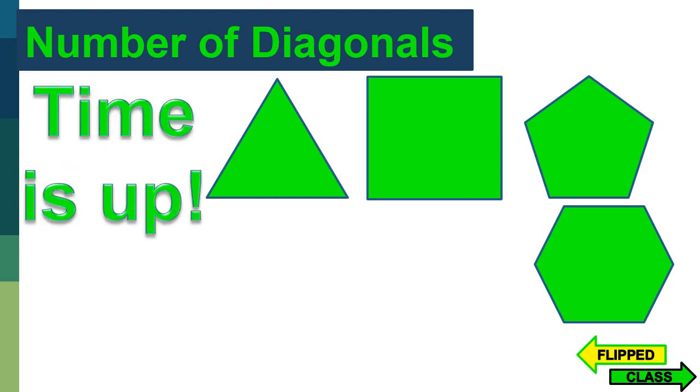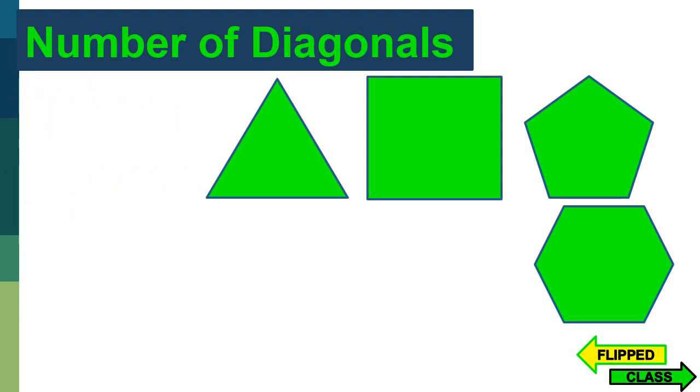Time is up. Now, how many diagonals are there in a triangle? When you look at it, there are no non-consecutive vertices for a triangle, and therefore you cannot draw a diagonal there. For this quadrilateral here, you actually have 2 diagonals. How about for a pentagon? Let's try to count this one. We have 1, 2, 3, 4, and 5. Therefore, we have 5 diagonals.